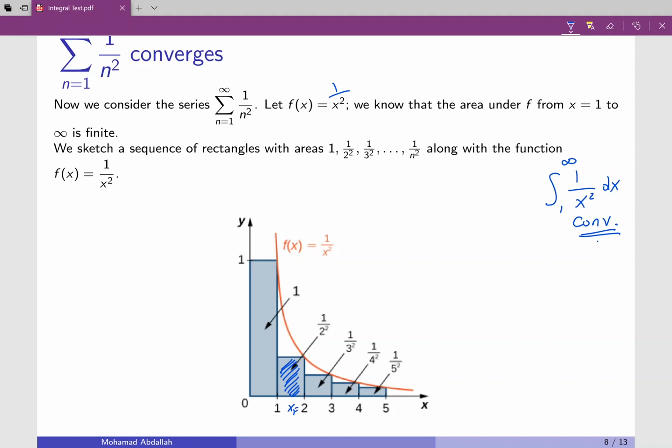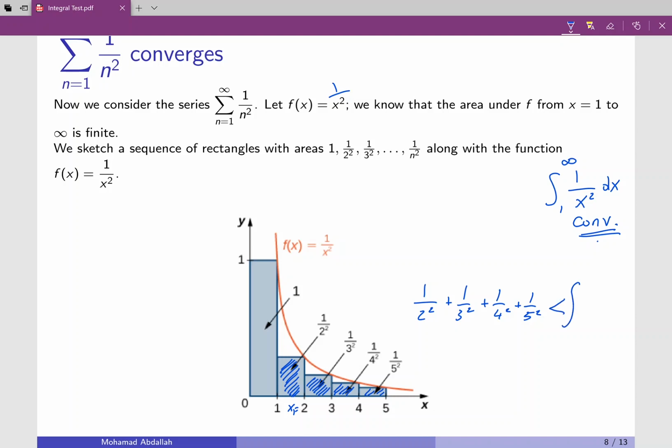Because this is decreasing, this is going to underestimate this area. The same thing is going to happen here, and here, and here. So I'm going to have an underestimate. The area of each one of these is 1 over 2 squared, 1 over 3 squared, 1 over 4 squared, 1 over 5 squared. So notice that 1 over 2 squared plus 1 over 3 squared plus 1 over 4 squared plus 1 over 5 squared is less than the actual area.